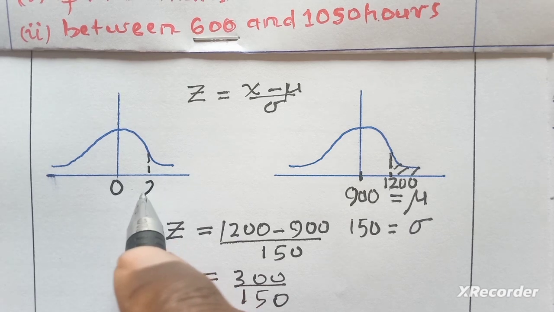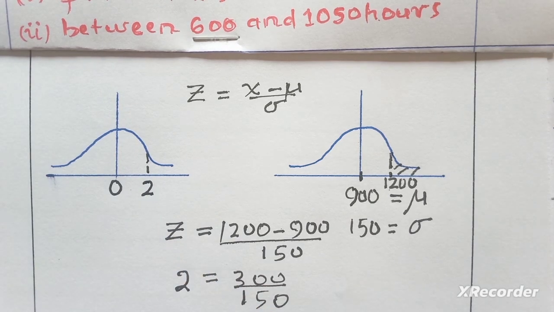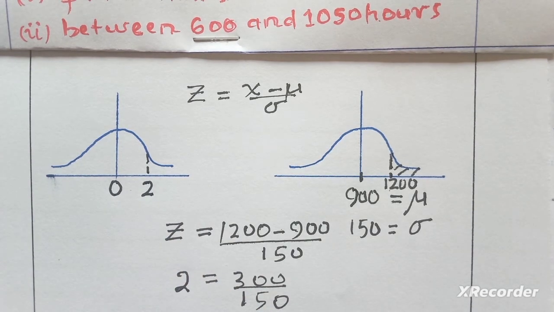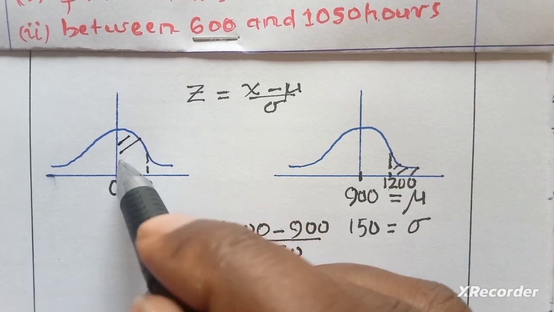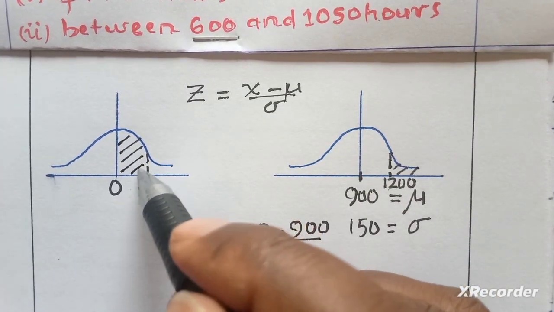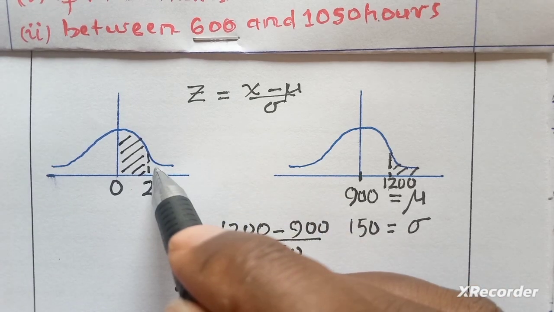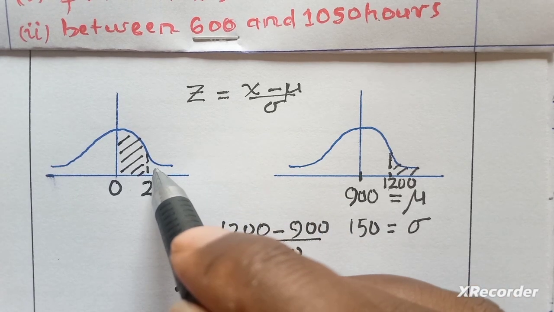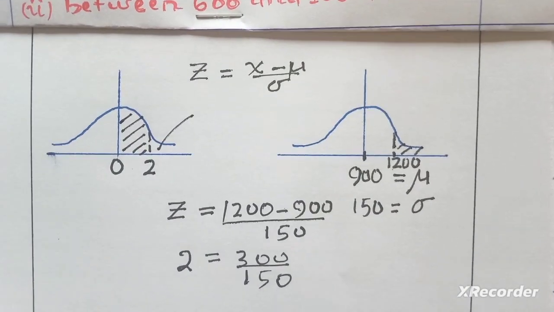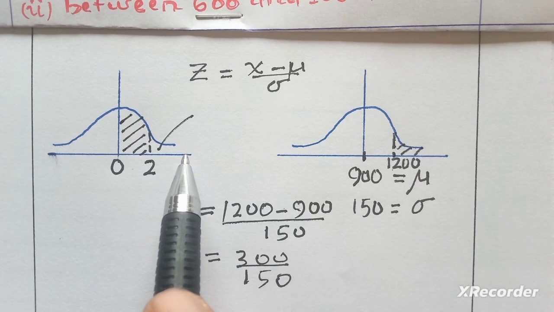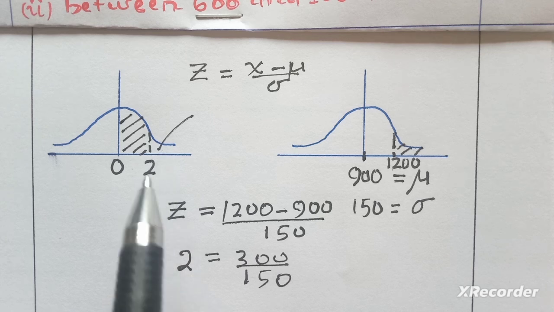So now guys, we are going to go to our tables. And whatever we are going to find in our tables is actually going to be this. But now our requirement is actually this. This is what we require. This point is what we require. So we will have to take away from 0.5 for us to get this. So let's go to the table.